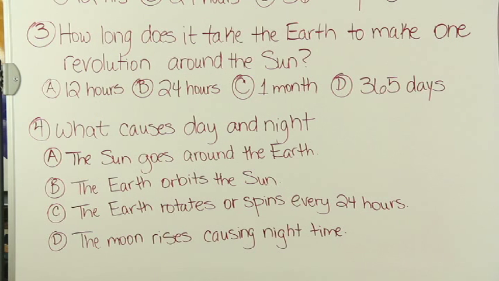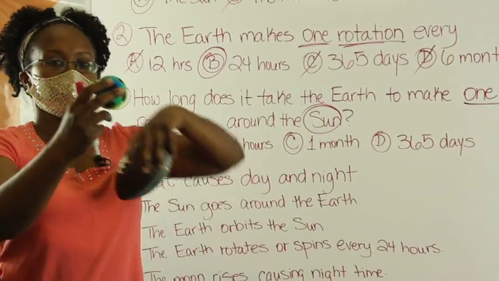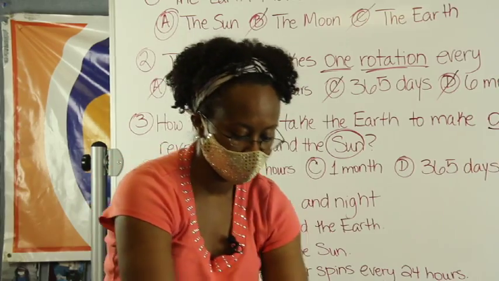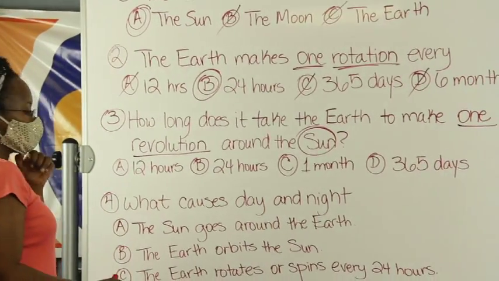Next, number 3. How long does it take the Earth to make one revolution around the sun? So this time, it's going to be, how long does it take the football to go all the way around the sun, back to the original position? So hopefully you remember that.